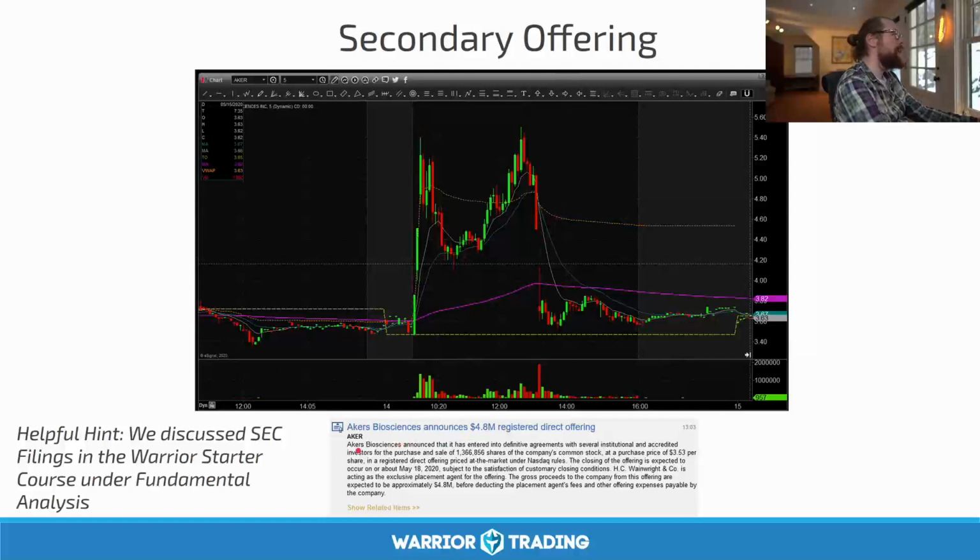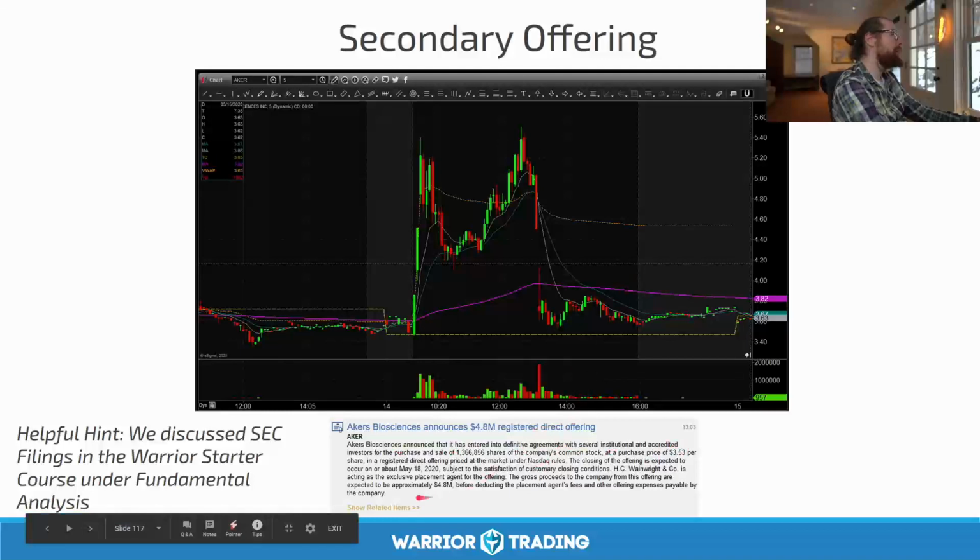So the headline here is that AKER has announced that it has entered into a definitive agreement with several institutional accredited investors for the purchase and sale of 1.36 million shares of the company's common stock at a purchase price of $3.53. Well, stock's trading up here at $5, right? And so that nets the company $4.8 million, and H.C. Wainwright is acting as an exclusive placement agent for the offering. Gross proceeds are expected to be $4.8 million.